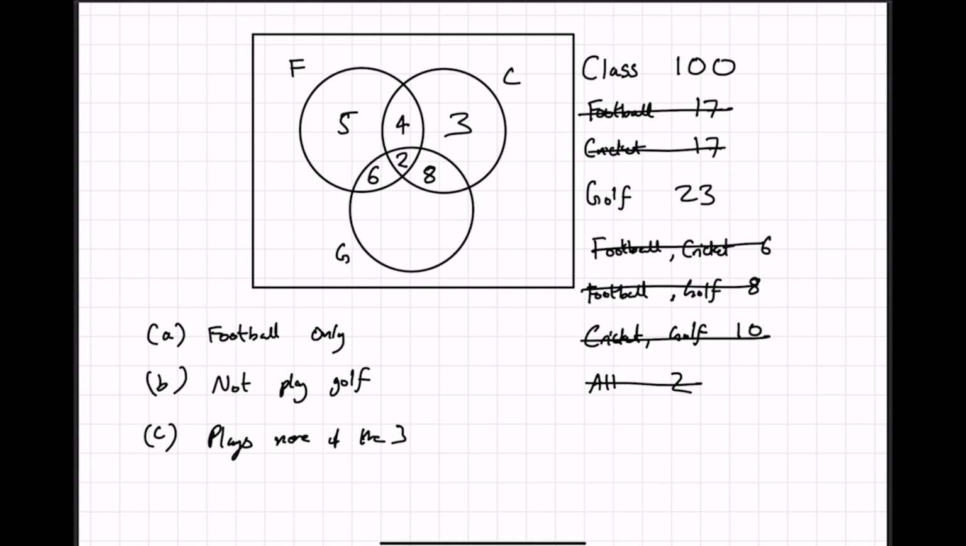And the rest play golf. So 2 plus 8 is 10, plus 6 is 16. And the ones which are left would be 7. And that makes up everything. So we've accounted for golf. And if you add up all these circles, you'll see that it all adds up.